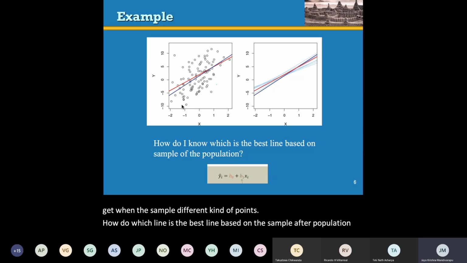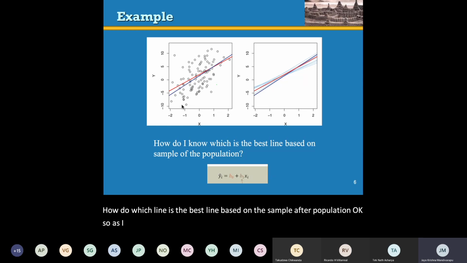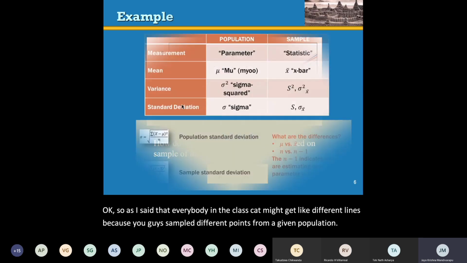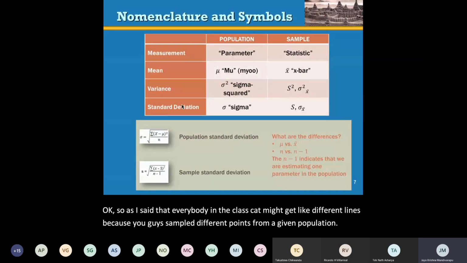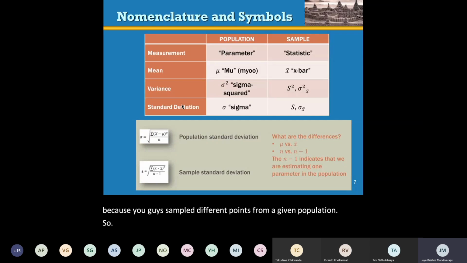As I said, everybody in the class might get different lines because you sampled different points from a given population. We will be answering that question at the end of the lecture.